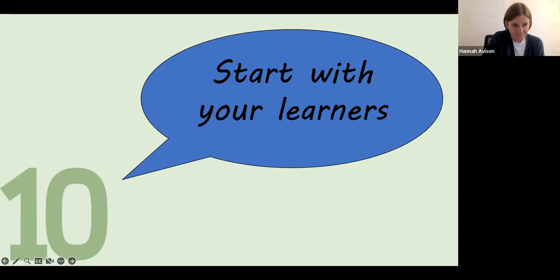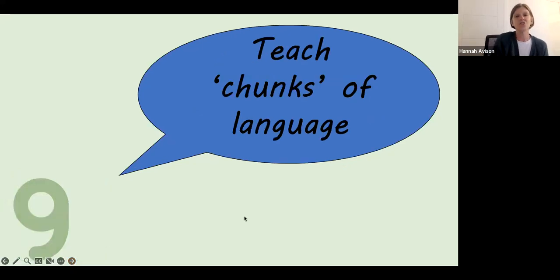Number 9 is teach chunks of language. So look for useful chunks of language that your learners can manage, and teach the whole chunk. You might need to make the chunks smaller for different groups. For example, offering food and drink could be, would you like a cup of tea? But that might be too much for some groups. So it could be, would you like tea? Or even just to start off with, tea. So break the chunks down if you need to, but choose chunks of language, not just words in isolation.